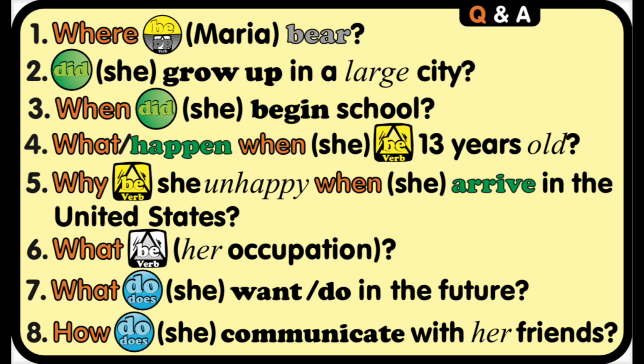Why was she unhappy when she arrived in the United States? She wasn't very happy because she missed her friends back in Peru. What is her occupation? She's a secretary. What does she want to do in the future? She wants to work for an advertising company someday. How does she communicate with her friends? She communicates with them over the internet.